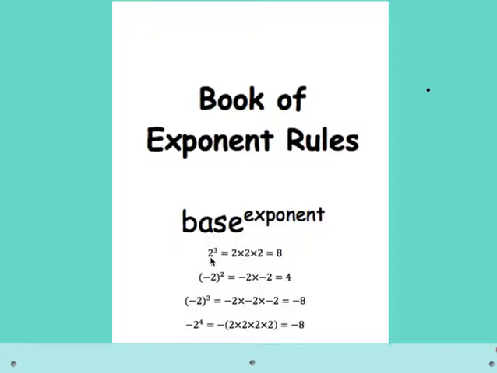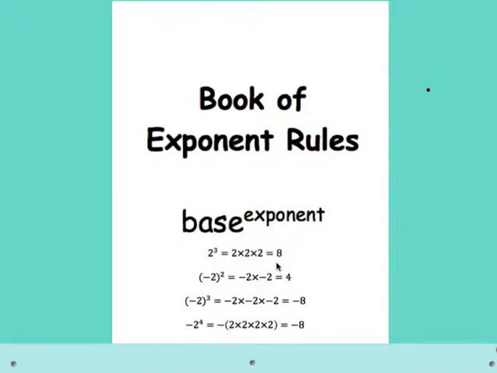Okay, there's a couple of basics we need to remember on exponents. The large number at the bottom is what we're multiplying together. The small number is how many times we're multiplying it. We call this the base and the exponent, or the base and the power. 2 to the third, for example, is 2 times 2 times 2, which is 8.